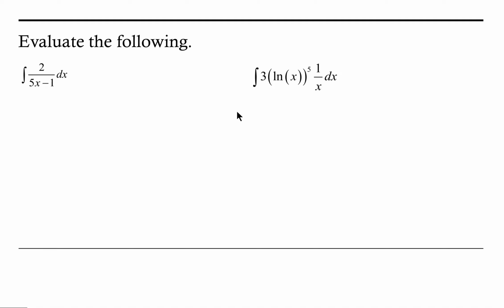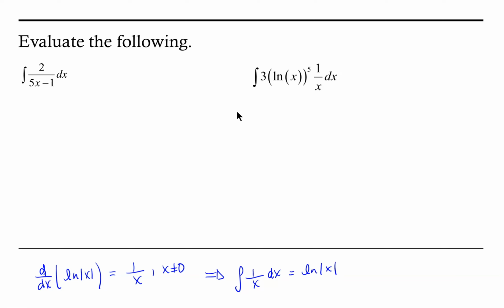Before we get started, let's remind ourselves that the derivative of the natural log of the absolute value of x is equal to 1 over x, provided that x is not 0. So that means that the antiderivative of 1 over x dx is going to be the natural log of the absolute value of x. With that knowledge, let's take a look at these examples.